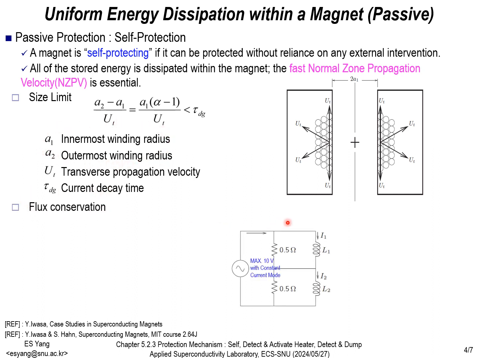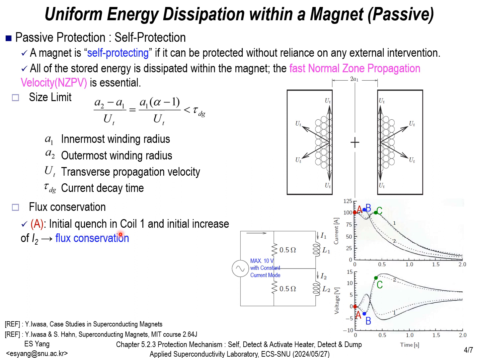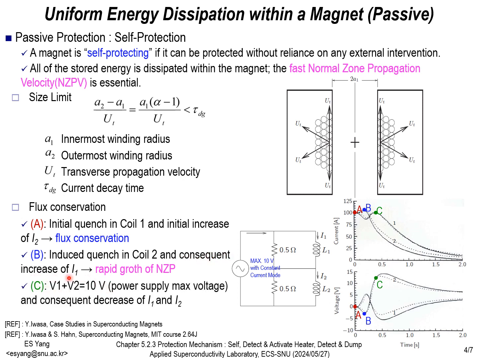Let's assume the circuit is configured as shown on the right. As you can see in the middle, a 0.5 ohm resistor is connected in parallel. If a quench occurs in coil 1, which has inductance L1, the current in coil 1 will decrease. To conserve flux, the current in coil 2 will increase. As the current in coil 2 increases, coil 2 will also quench. This leads to an increase in the current in coil 1 again. Ultimately, the sum of V1 and V2 is determined to be 10 volts, and the currents in coil 1 and coil 2 gradually decrease. Through this process, the magnet is protected.